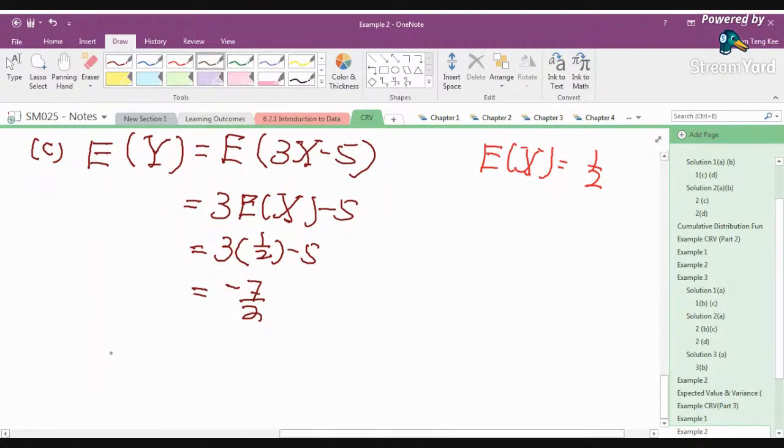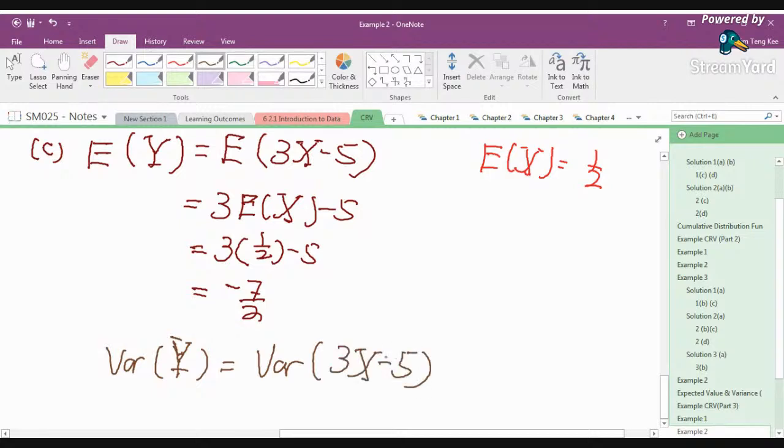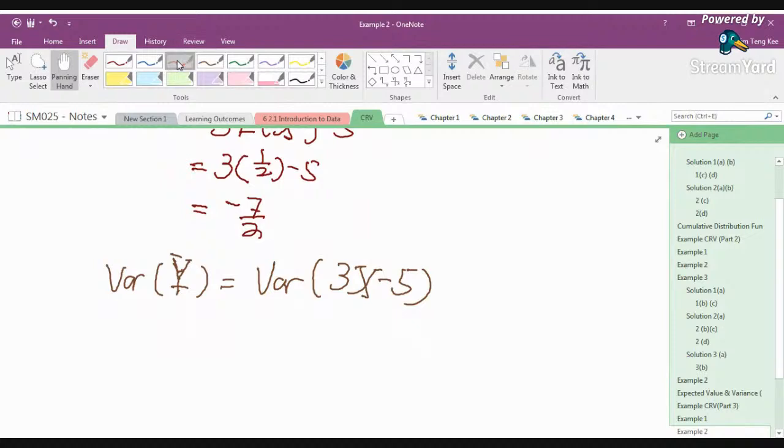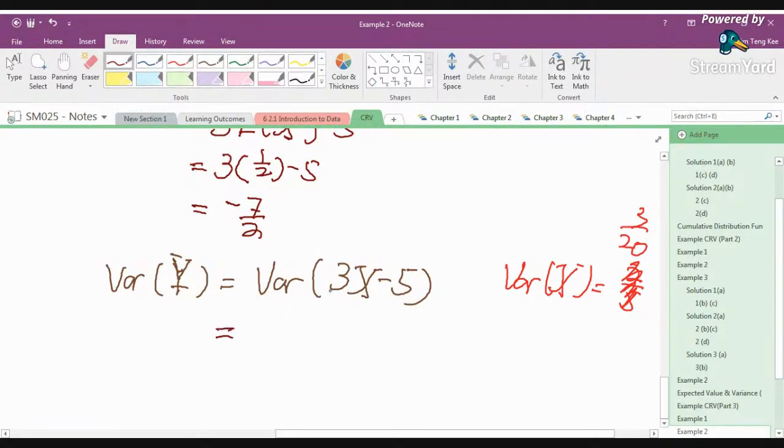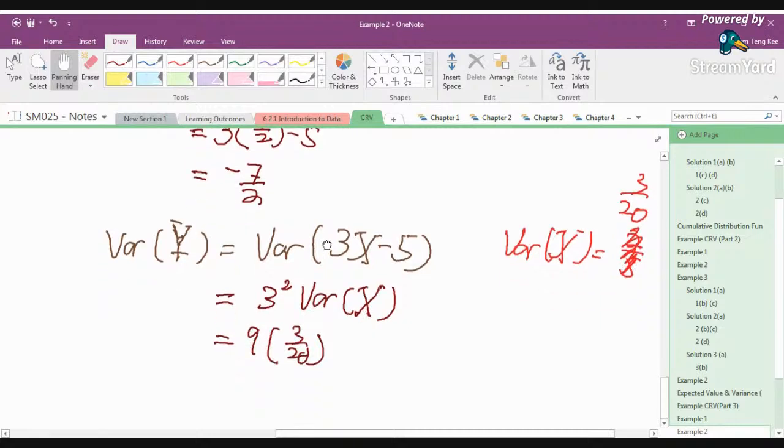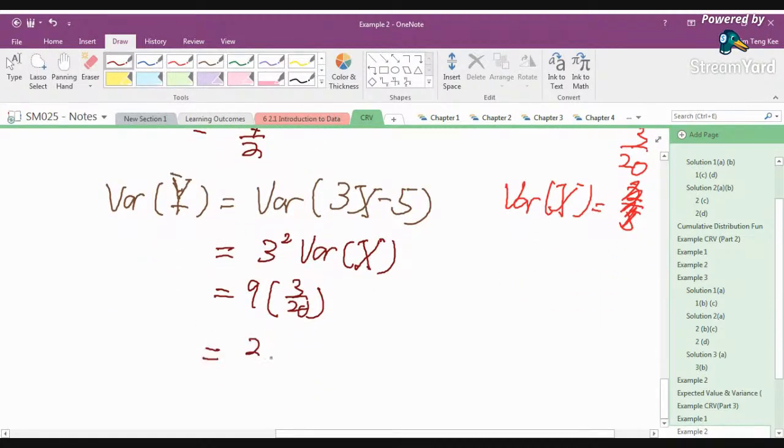Then lastly, variance of Y. Variance of Y is actually the variance of 3X minus 5. In order to get this answer, I need to refer to my variance of X, which is 3 over 20, not 2 over 5, 3 over 20. So now we calculate by using properties. I have 3 squared multiplied by variance of X. The constant minus 5 is ignored here because it equals 0. So as a result, I have 9 multiplied by 3 over 20, which gives 27 over 20.